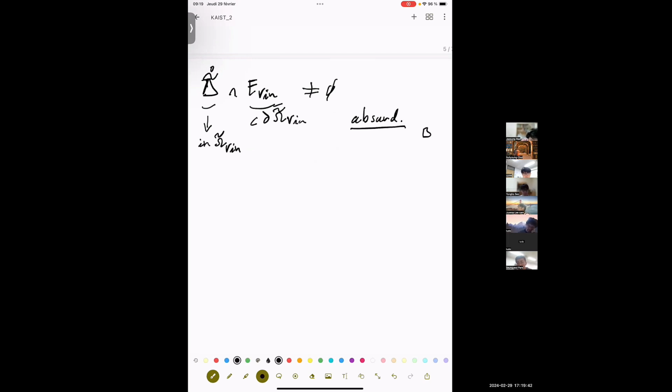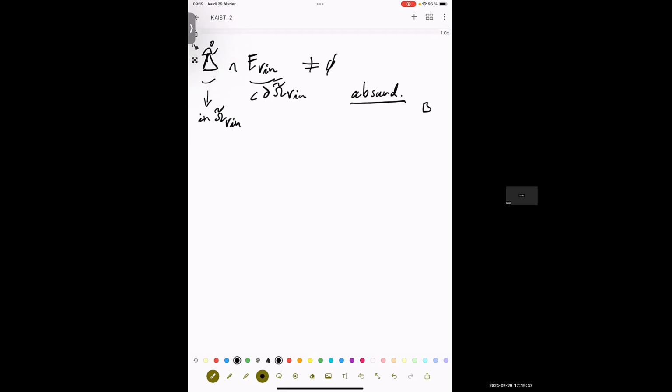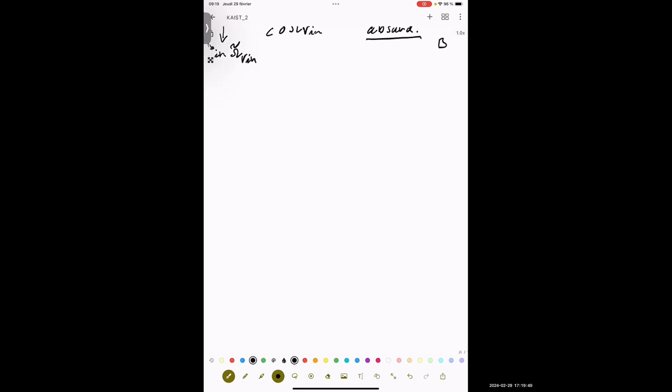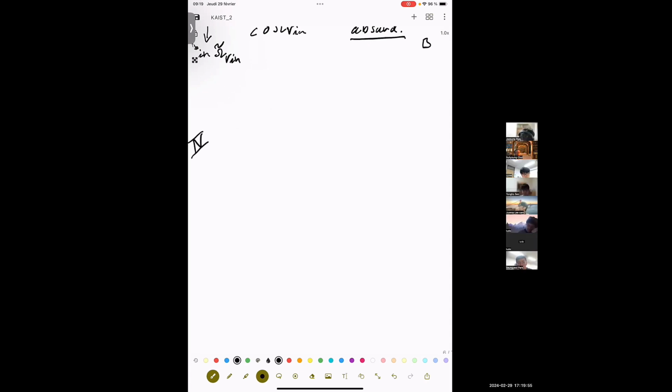Okay, so I finished with Vinberg theory. Until now, everything I said was inside the Vinberg paper. Now I go to the convex cocompactness. So first I will give the statement and make some remarks, and then we'll go to the proof.